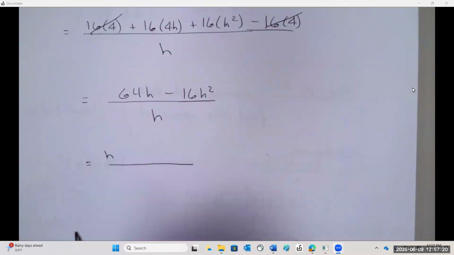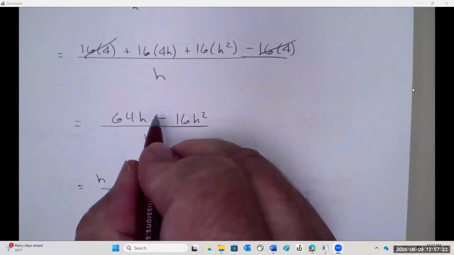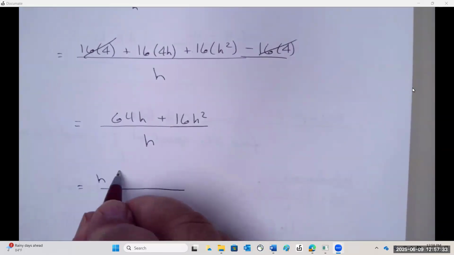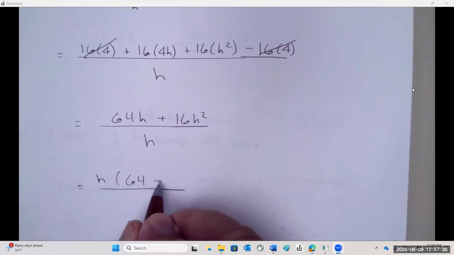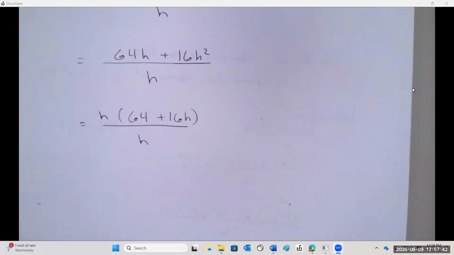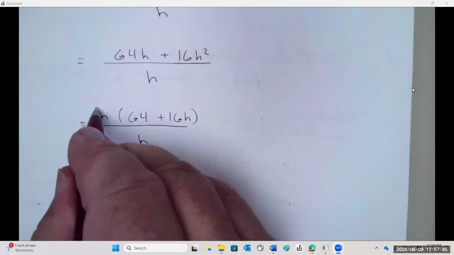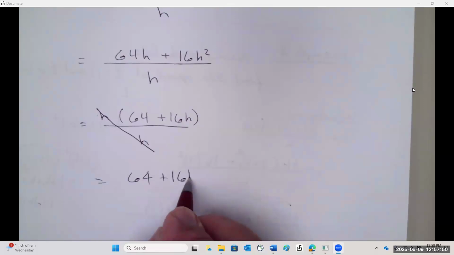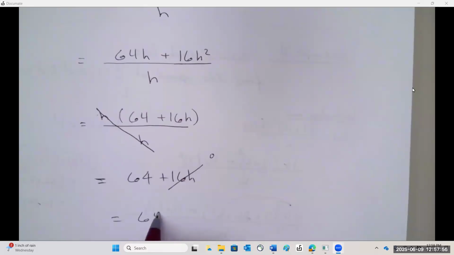Should that be plus h squared or minus? Oh, yes, that's right. Good catch. It really won't matter, since it's going to 0 anyway, but good catch. 64h plus 16h squared. We factor out an h on the top: 64 plus 16h. And the h goes to 0, so it's 64 feet per second.